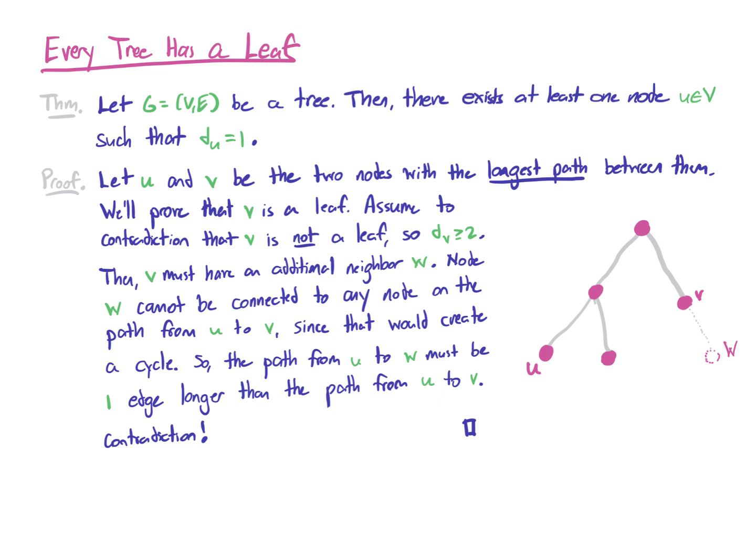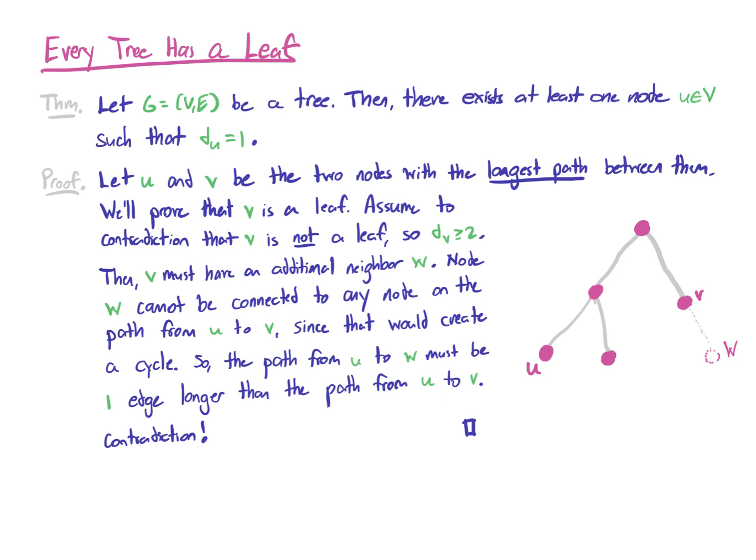Okay, so what's the deal with W here? First of all, we know that W, our guy W over here, cannot be connected to any other nodes on the path from V to U or back. So for example, if W was connected up here, we would have created a cycle. That cycle is not allowed. So it must be the case that W is not connected to any of the nodes on that path.